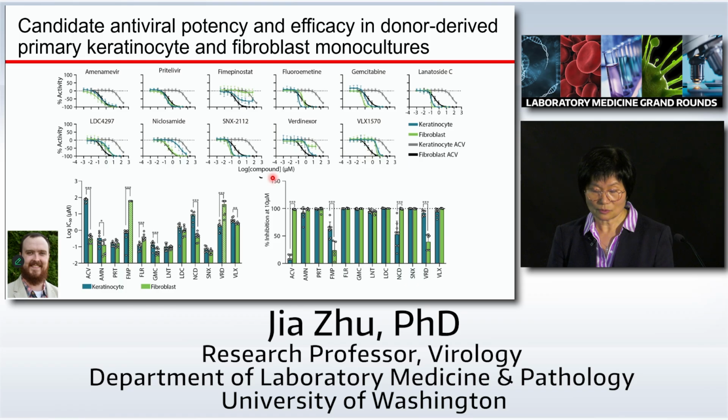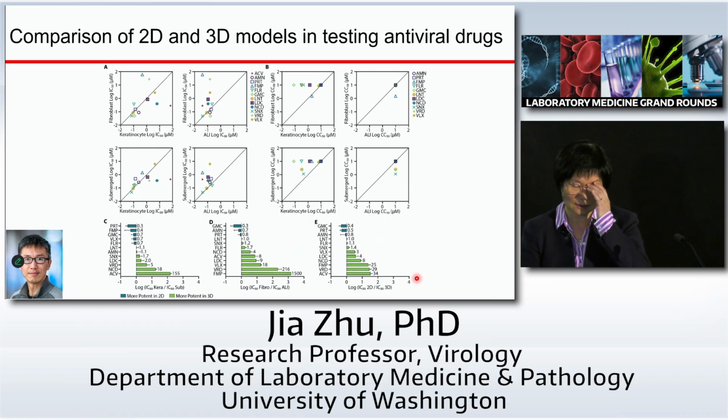So from this we know that these 8 compounds show significant difference between keratinocytes and fibroblast cells in terms of their antiviral potency. And we found 2 compounds actually fail to inhibit HSV in fibroblast cells. So really, the cell type matters.